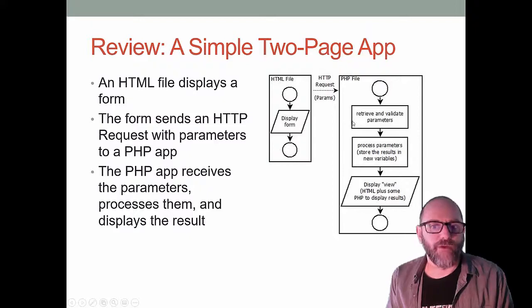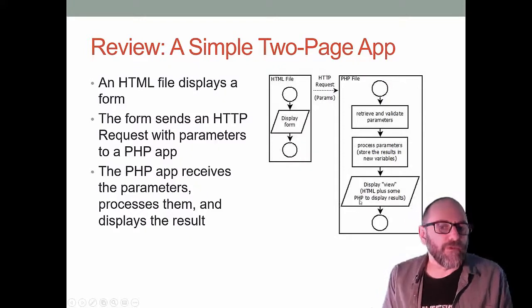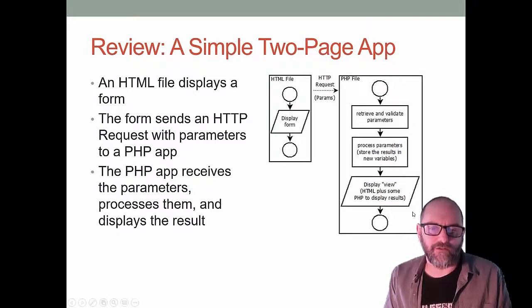It retrieves and validates the parameters, processes the parameters, maybe stores the results, and then displays the view, some HTML page that's going to display the results. You know, congratulations, you got 4 out of 5 on the quiz, that kind of thing. Okay, so we know how to write this. This is pretty straightforward: input, processing, and output. The input happens on the HTML file, gets sent to the PHP file, which retrieves that input and does the processing and does the output.